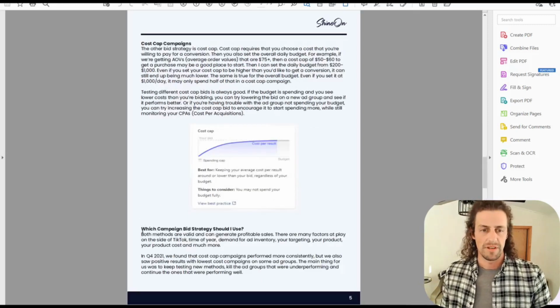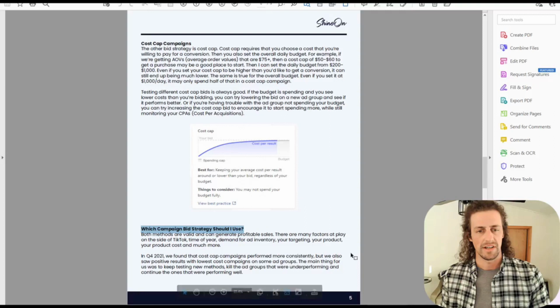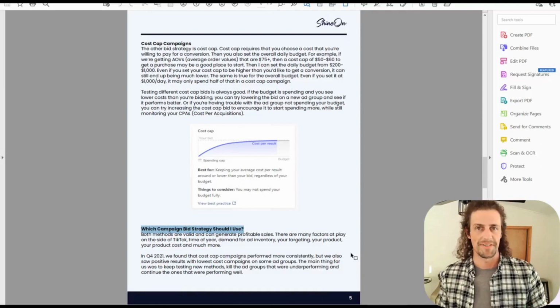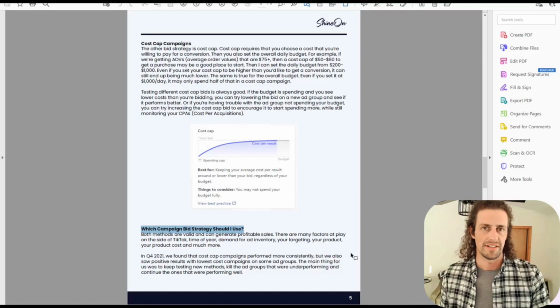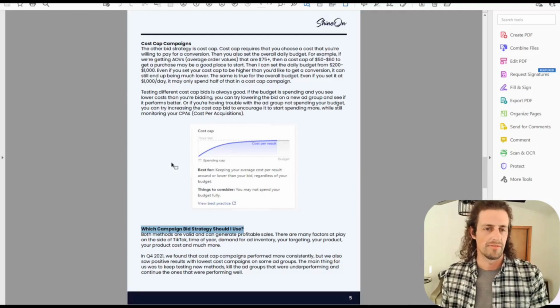So which campaign bid strategy should I use? It's really both. It's just a testing process, with each different holiday, different time of year, as TikTok changes and improves in their systems, or maybe they change their algorithm. It's really going to be about testing different strategies as a whole. So not one is necessarily better than the other, but just sharing, cost cap did work better for us in at least this past holiday.